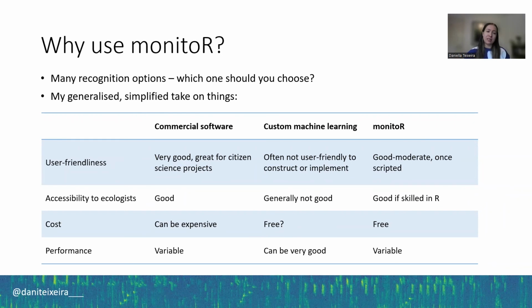So Monitor, I think, is fairly user-friendly once the code is written, and fairly accessible to ecologists if they're able to use R, which many people are these days. And a real bonus is that it's free, so you don't have to blow your budgets on buying any fancy software.